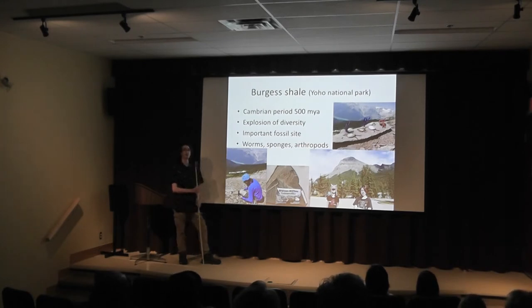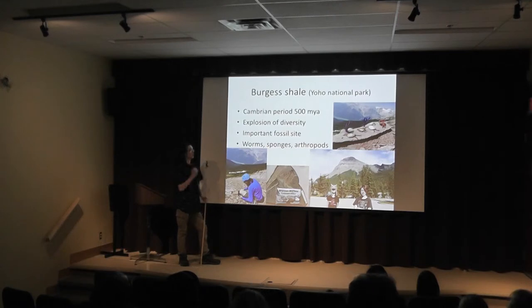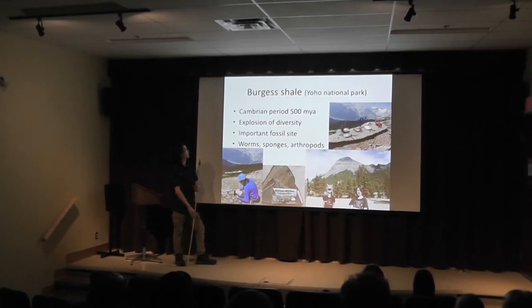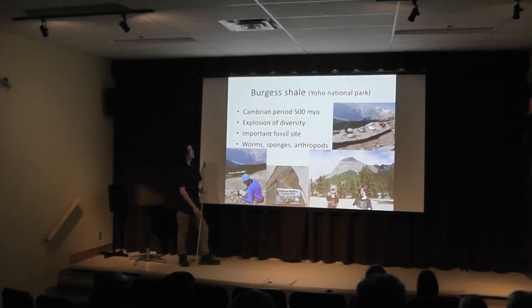The Burgess Shale is an area of rock containing fossils about 500 million years old in a time period called the Cambrian. The rock of the Burgess Shale is some of the most important in British Columbia, if not all of Canada, as it contains creatures that show a time where diversity was at large, as in past periods of time there were mostly soft-bodied creatures. And during the Cambrian period, there's an explosion of different forms of organisms, like worms, sponges, and arthropods.